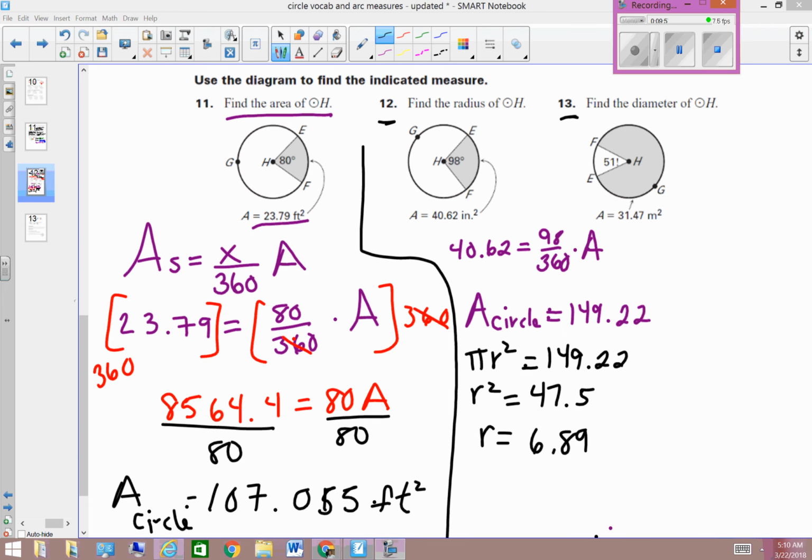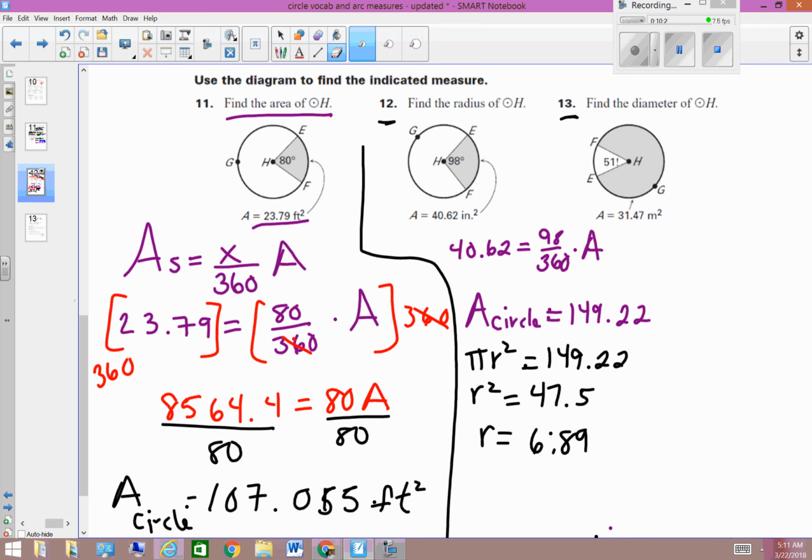All right, let's take a look at problem 11. So I use the area of the sector equals the fraction, which is the arc length over 360 times the area of the whole circle. We need to find that first, the area of the whole circle. When I multiply by 360, then divide by 98, I get 149.22. Then I change this area of a circle problem to pi r squared. See that? So now I can find the radius. Divide by pi and take the square root. The radius is 6.89.